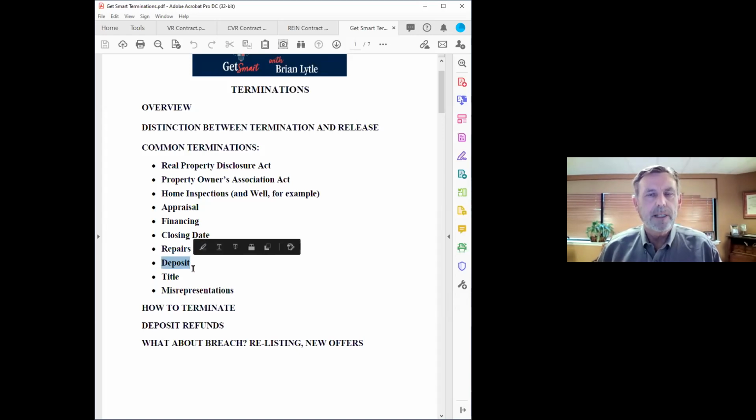All the contracts give the seller the ability to expressly terminate the contract if the deposit gets messed up, if the check bounces, that kind of thing. Title: there are provisions in two of the contracts that talk about a party's ability to terminate, really the buyer's ability, but also in the VR contract, the seller's ability, under certain conditions in the event clear and marketable title can't be conveyed and it can't be fixed within, say, for example, 60 days.